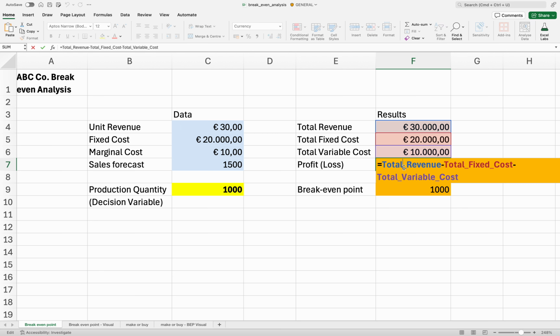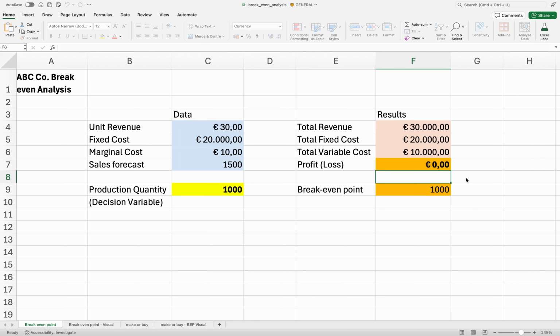We get the objective function of profit, which is equal to total revenue minus total fixed cost minus total variable cost. One can easily find the break-even point for this equation by equating it to 0, which simply means we would solve for getting the production quantity variable where the profit is 0. By dividing the fixed cost with the difference of unit revenue minus marginal cost, we end up finding the break-even point, which is 1000. At 1000 pieces, the company makes 0 profit.